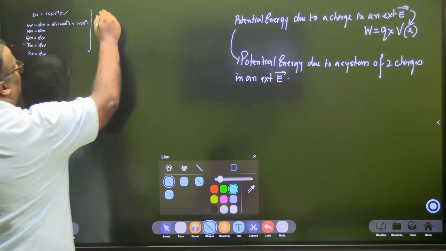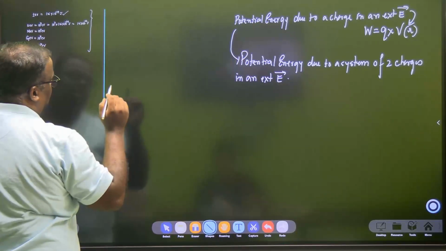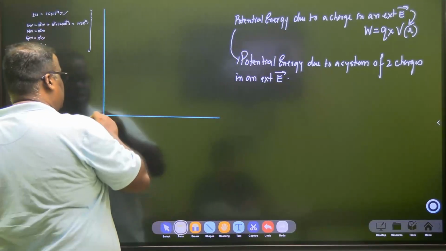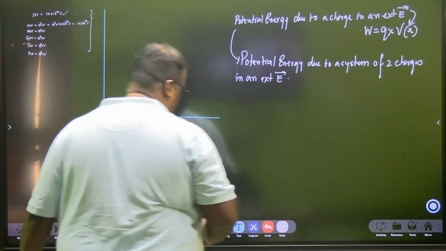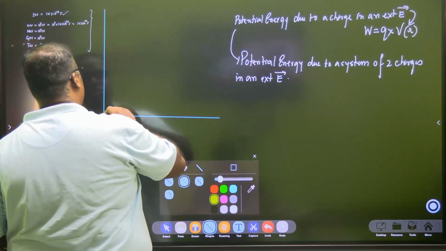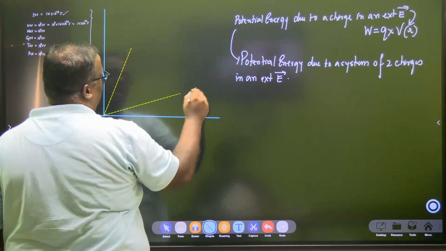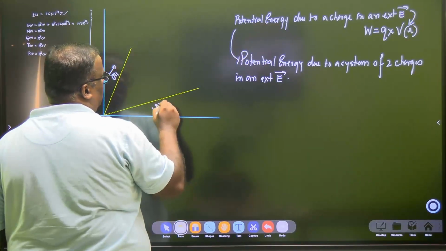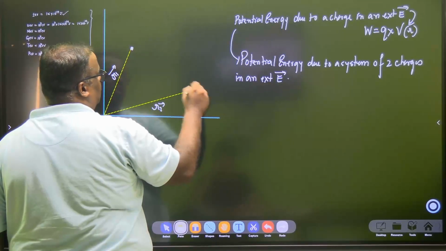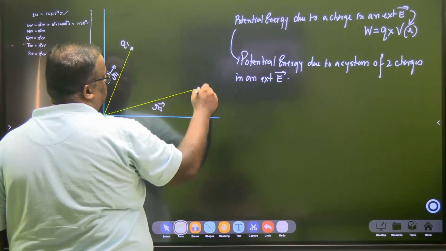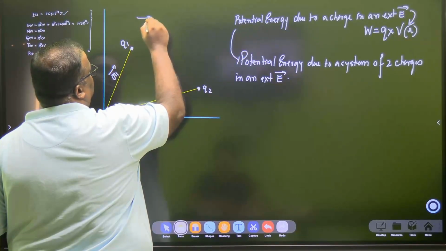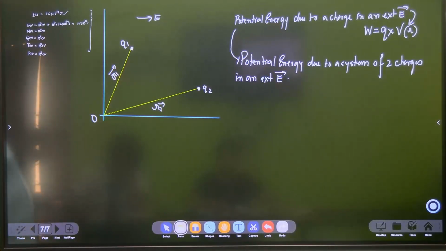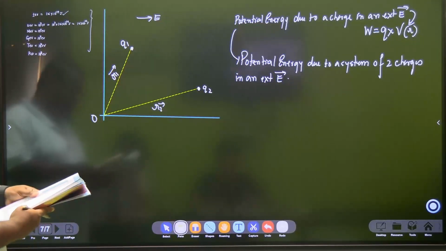Let's have a setup. For any arbitrary origin O, we are having two charges, respectively at positions R1 and R2. Let this be position vector R1, let this be R2, and we have two charges here. This charge is Q1 and this charge is Q2. And there is an external electric field E, which is omnipresent here. You are trying to create this configuration and you want to find out what is the potential energy.